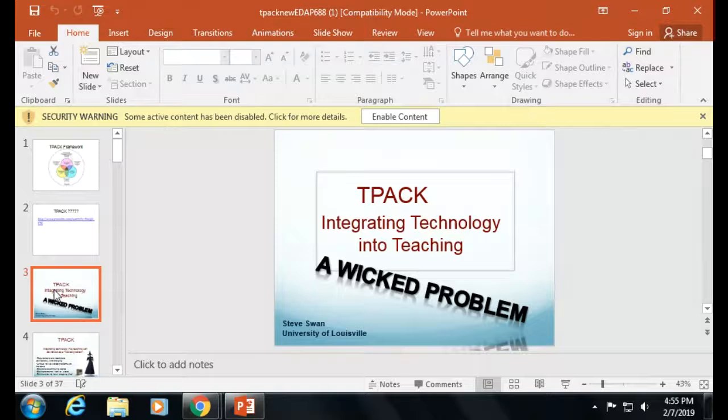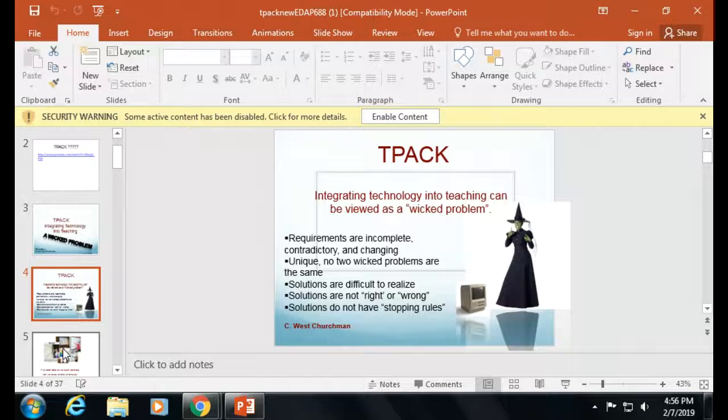But let's take a look at this real fast. TPACK, integrating technology into teaching, is a wicked problem. Wicked problems are truly a sociological definition. It's not a made-up cutesy thing. It's a very understandable definition. As you can see, Wirsch Churchman says requirements are incomplete, contradictory, and changing. No two problems are the same. Solutions are difficult to realize. No solutions are right or wrong. Solutions do not have stopping rules.